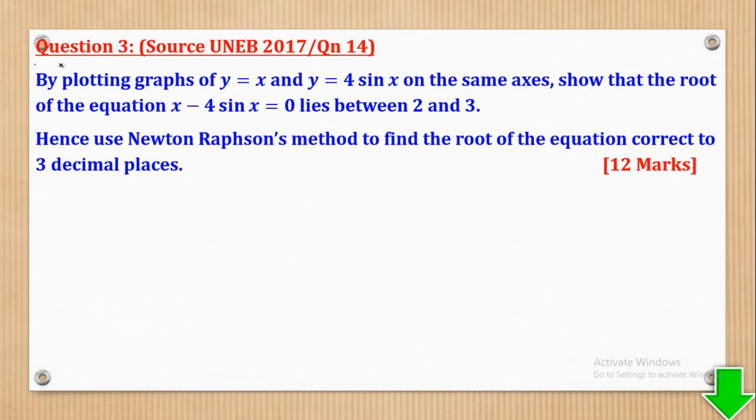So that was question 2. Now we shall go to question 3, which came from UNEB 2017 paper 2 question 14, and says, by plotting graphs of this and this on the same axis, show that the root of the equation this lies between 2 and 3. So let's first start with that.